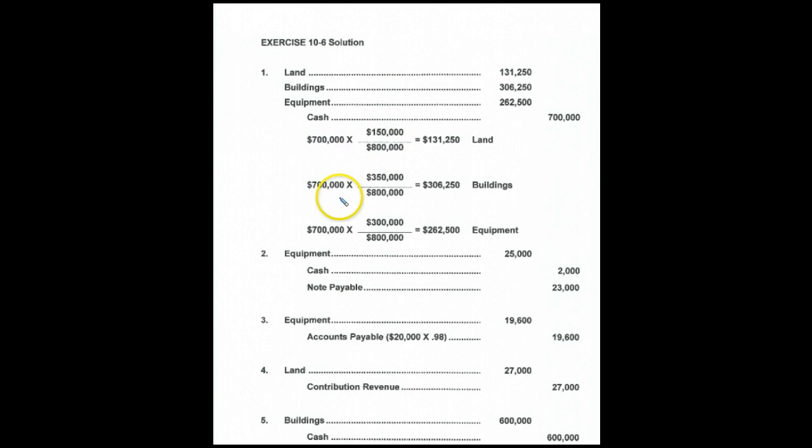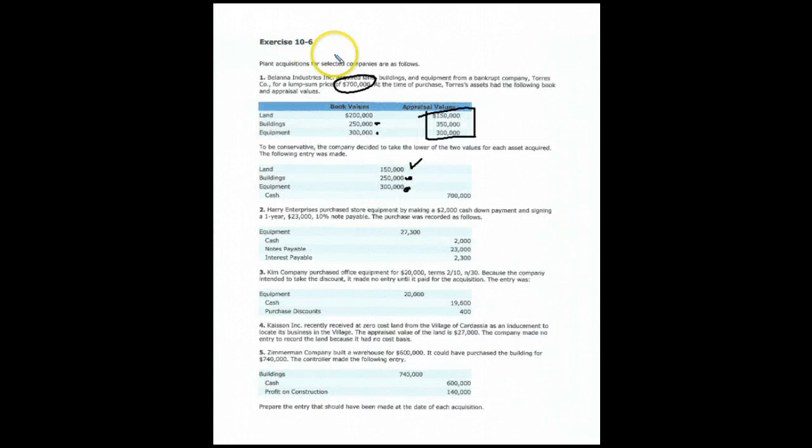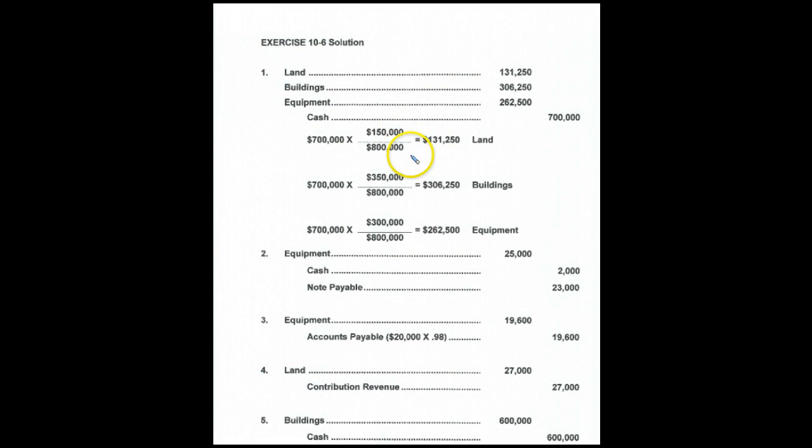So we would take the $700,000 cost, and let me go back here real quick. If I add up these appraisal values, you're going to get $800,000. So we're just going to take land is what percent of that 800, building is what percent, and equipment is what percent. So we can see that's what they're doing here, arriving at those fractions, take the fraction times the cost, and then that's what's going to go into each asset account.